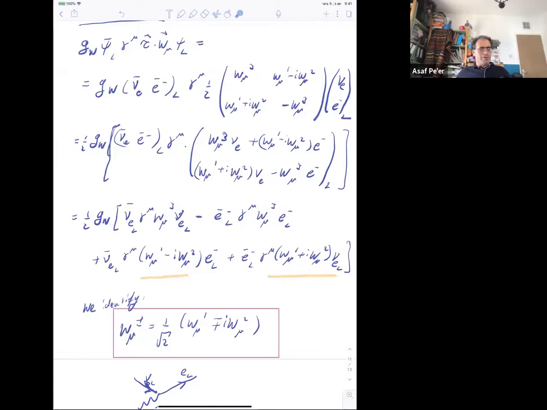I'm not sure it was 61. Well, sometime between 1960 and 1965. I don't remember the exact year, but it was around that time. And the Z boson was discovered only in 1973 at CERN, in an experiment called Gargamelle. You can go and Wikipedia it or Google it.